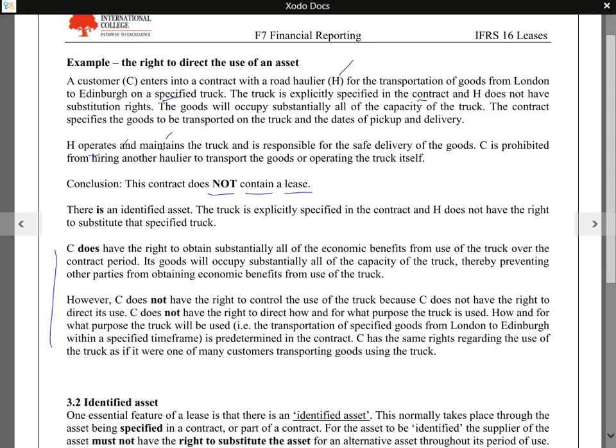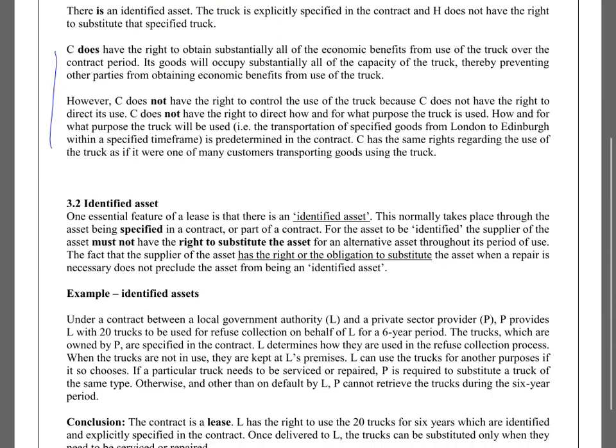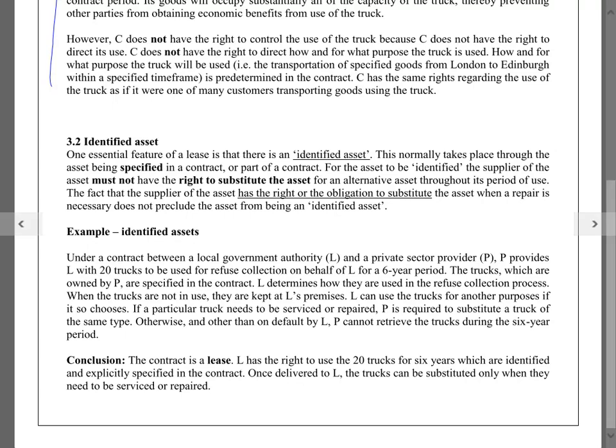Okay, so this question here is focused on the right to use the asset. It means the customer does not have the right, even though the contract says we're going to assign you to help me to transport. Basically, I'm just renting only, I pay you only to help me to transport. Is it okay? Next. In the contract, there must be an identified asset.